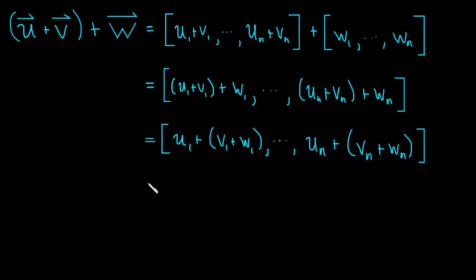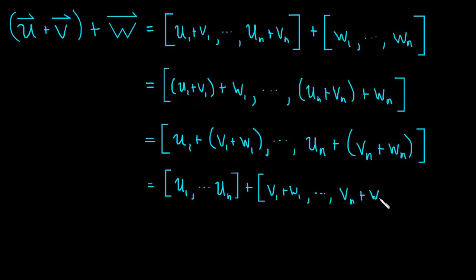And now we can break this up into the vector u1 all the way to un, plus the vector v1 plus w1 all the way to the end, vn plus wn. And this, of course, is just u plus v plus w. And so we've proved that vector addition is associative.